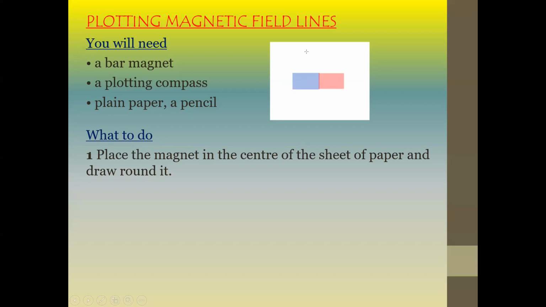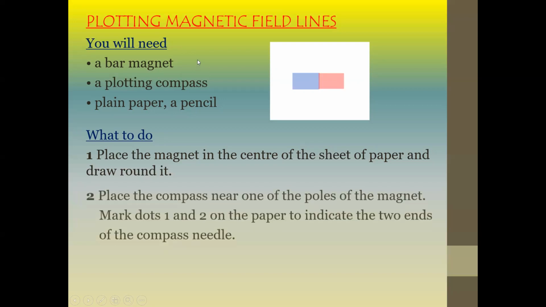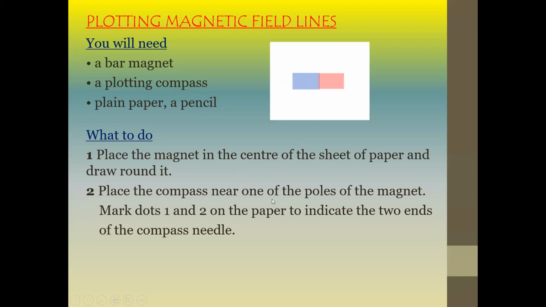So a magnet is placed on the sheet of paper. Then place the compass near one of the poles. So we'll place a compass here near one pole, so that the needle of the compass will point in a specific direction. The position where it is pointing, that we mark, and we continue this until we reach the other end.